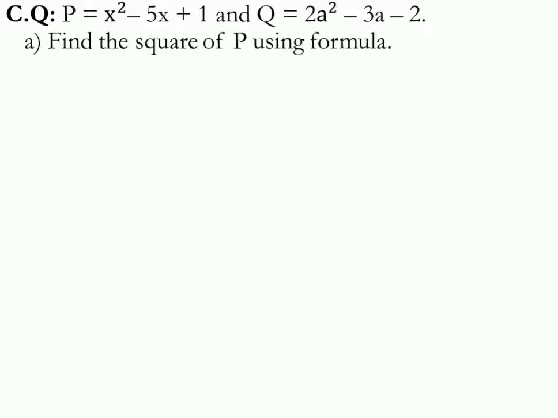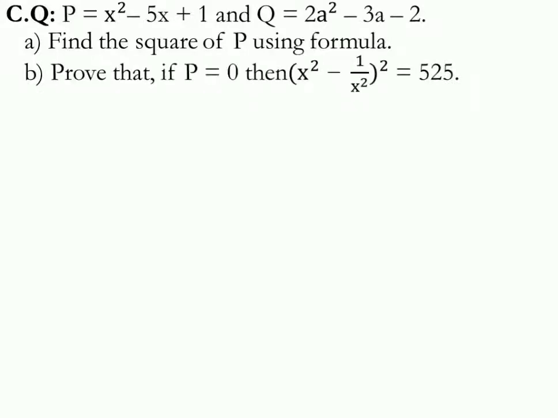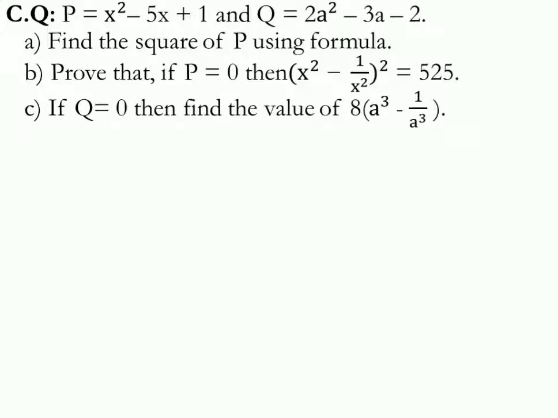Here is a CQ. P equals x square minus 5x plus 1 and q equals 2a square minus 3a minus 2. Now let us see the questions. Number A, find the square of p using formula. B, prove that if p equals 0, then x square minus 1 by x square whole square equals 5 to 5. C, if k equals 0, then find the value of 8a cube minus 1 by a cube. So let us start the solution from number A.